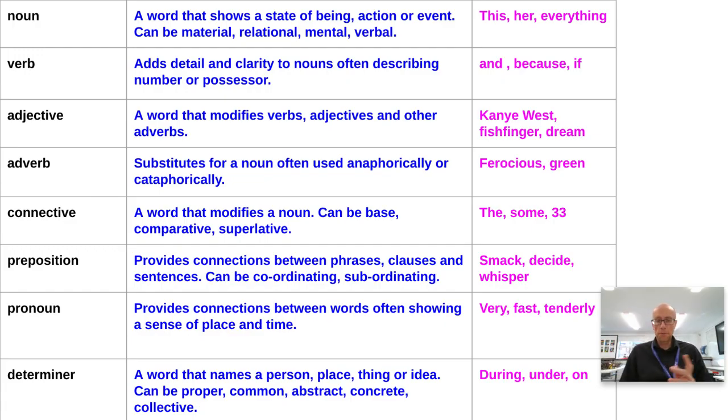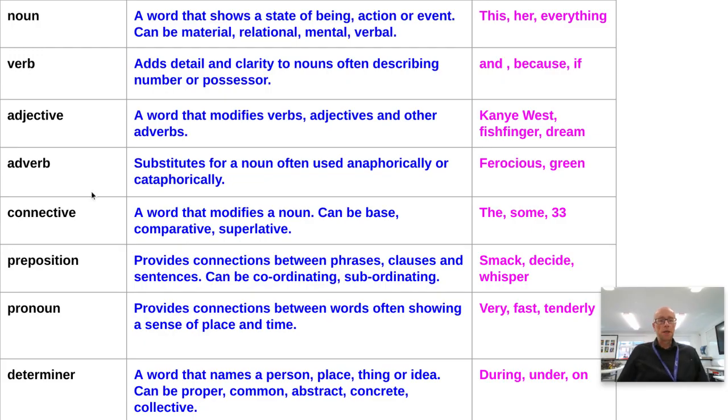Okay, so you've got pre-modifying adjectives and post-modifying adjectives, and you've got the base form, which is the form that you'd find in a dictionary, like, for example, brilliant. And then you've got the comparative form, which for polysyllabic words like brilliant, means that you're going to put the adverb more in front of it, more brilliant. And then you've got the superlative form, which would be most brilliant.